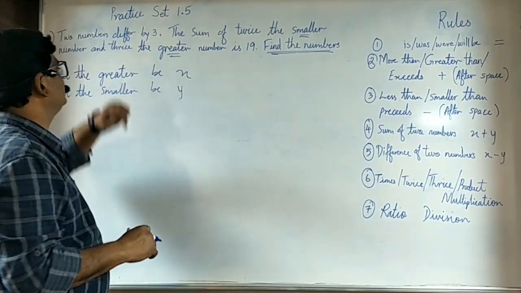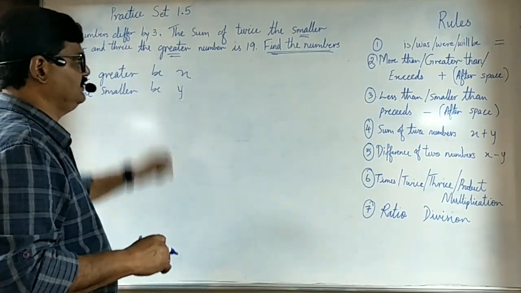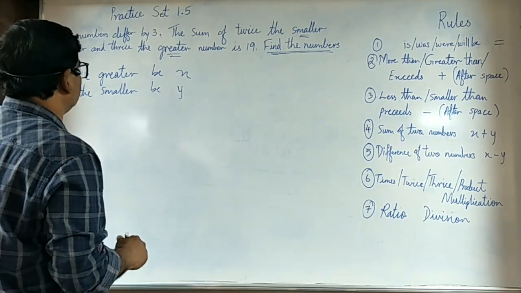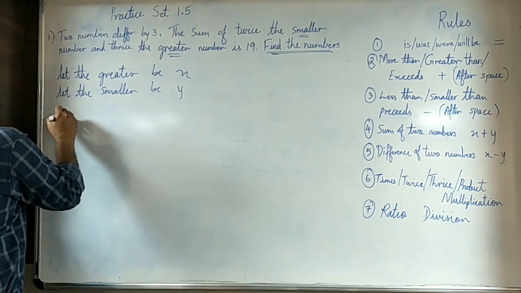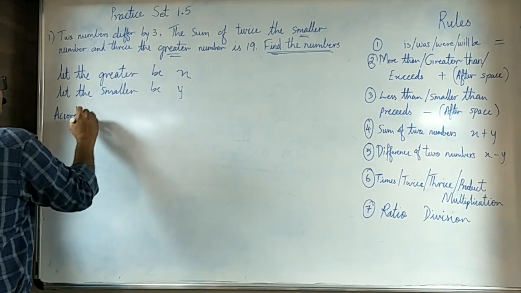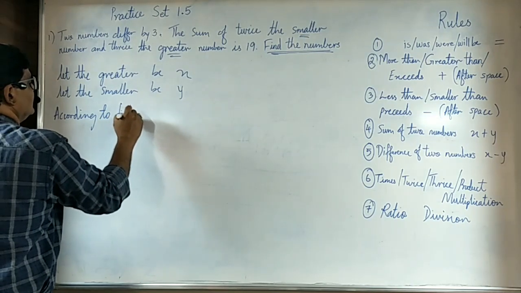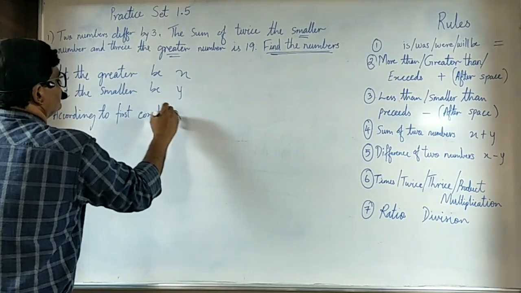Now let's read out the first statement again. The two numbers differ by 3. You can see there is the first condition which has been given over here. So I have to write it according to the first condition. The first condition given is nothing but that the two numbers differ by 3.